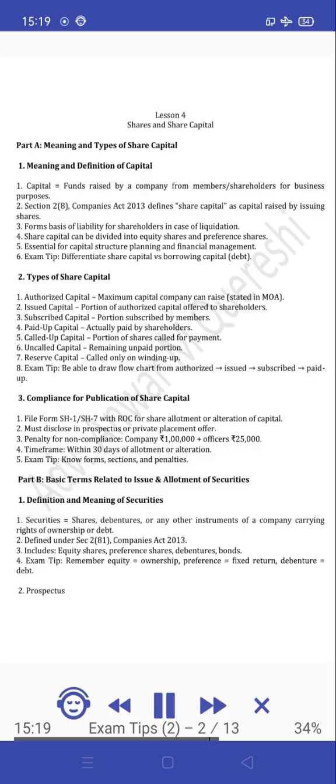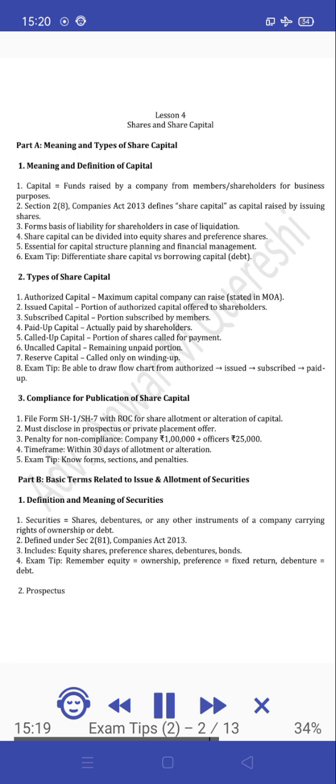Lesson 4. Shares and share capital. Part A. Meaning and types of share capital. 1. Meaning and definition of capital. 1. Capital equals funds raised by a company from members, shareholders, for business purposes. 2. Section 28, Companies Act 2013 defines share capital as capital raised by issuing shares. 3. Forms basis of liability for shareholders in case of liquidation.